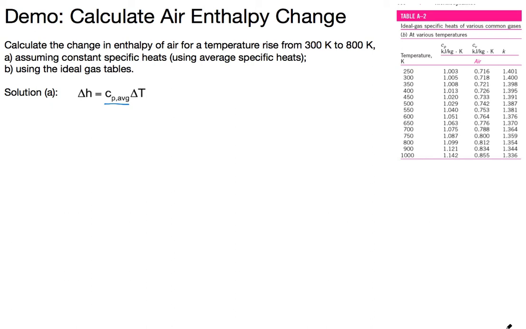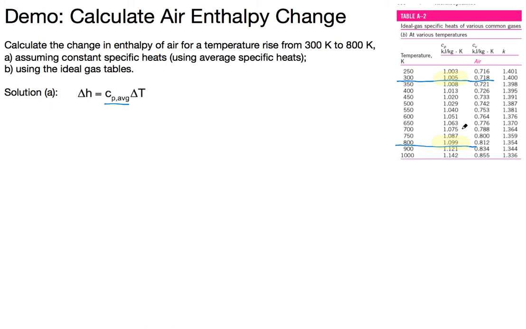So what we need to do is go find the specific heat at the so-called average temperature. That's one way to do it. So you see, our problem involves temperature from 300 Kelvin to 800 Kelvin. And you can see the constant pressure specific heat actually changes. It's different between these two temperatures. So we need to use an average.